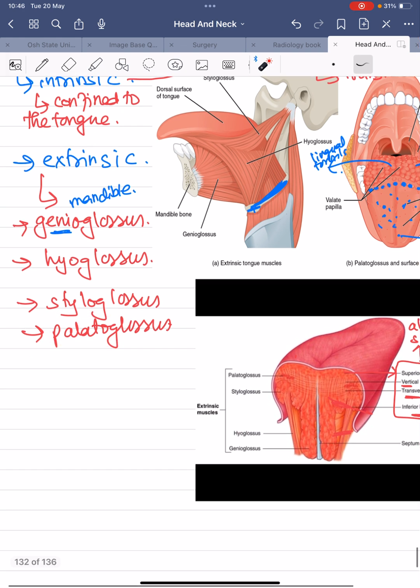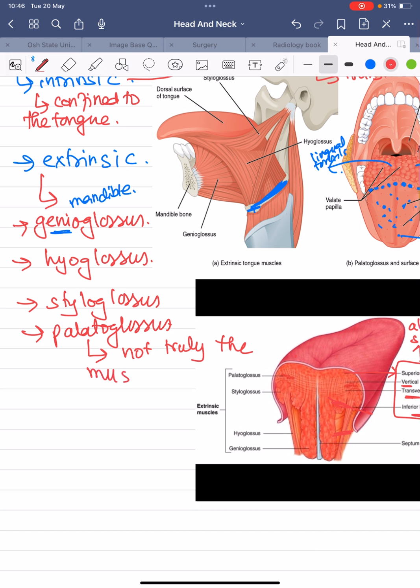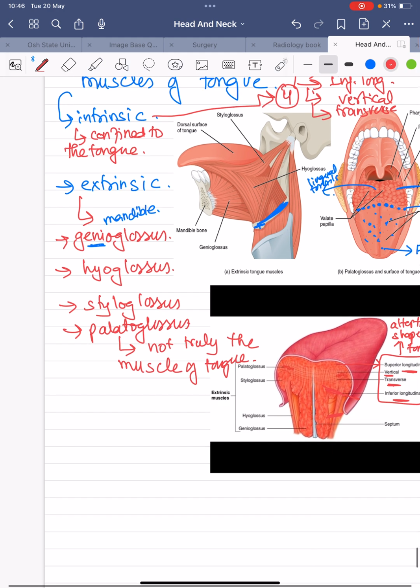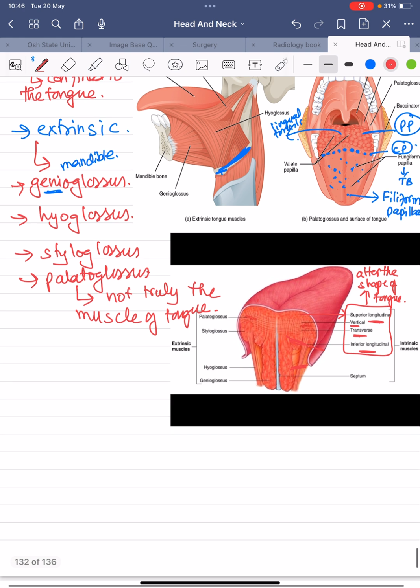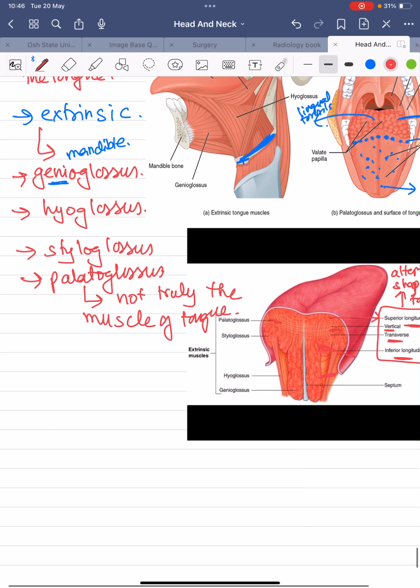Please remember one very important point, that palatoglossus is not truly a muscle of the tongue. Remember this point. Okay. So these are the muscles of the tongue. Now one very important point which you must remember, the actions of these muscles. Please remember genioglossus on both sides, right side also, left side also. When it acts together on both sides, it helps in protrusion of the tongue.